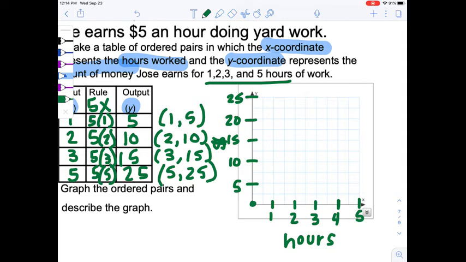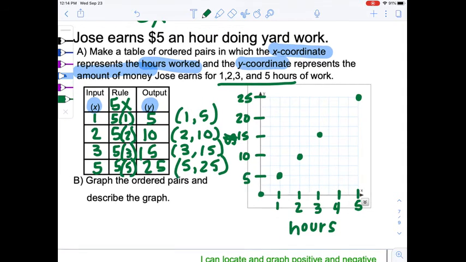So my first ordered pair is 1, 5. So I go to the right one, up 5, plot my point. Second ordered pair is 2, 10. So I go over to 2, up 10, plot my next point. Then I have 3, 15. So I go over to 3, up 15. And the next one is 5, 25. So I go all the way over to 5, all the way up to 25. And there are the 4 of my ordered pairs.